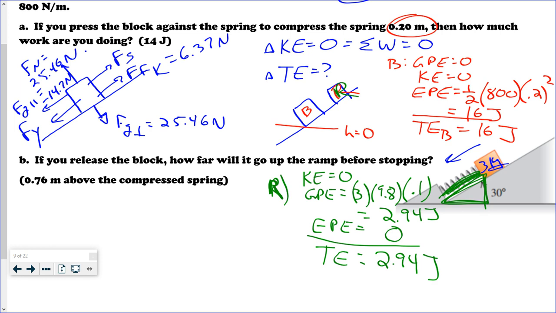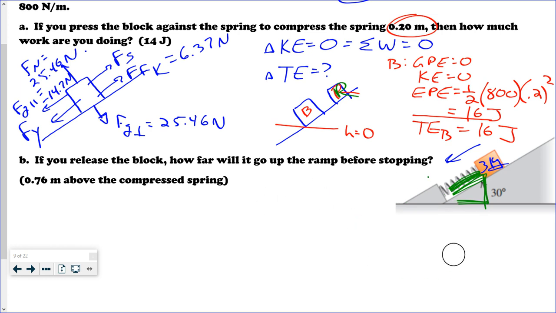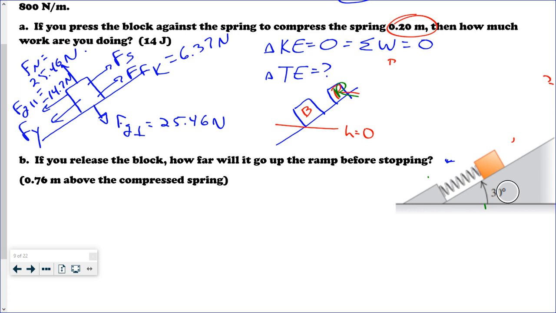So I'm going to erase that. All right, what do we know? We know that the total energy up here where the spring is relaxed is 2.94 joules, and we know that the total energy down here at the bottom was 16 joules. Now I can find my change in total energy. This is not part B. I'm doing the work here because I didn't give myself enough space.